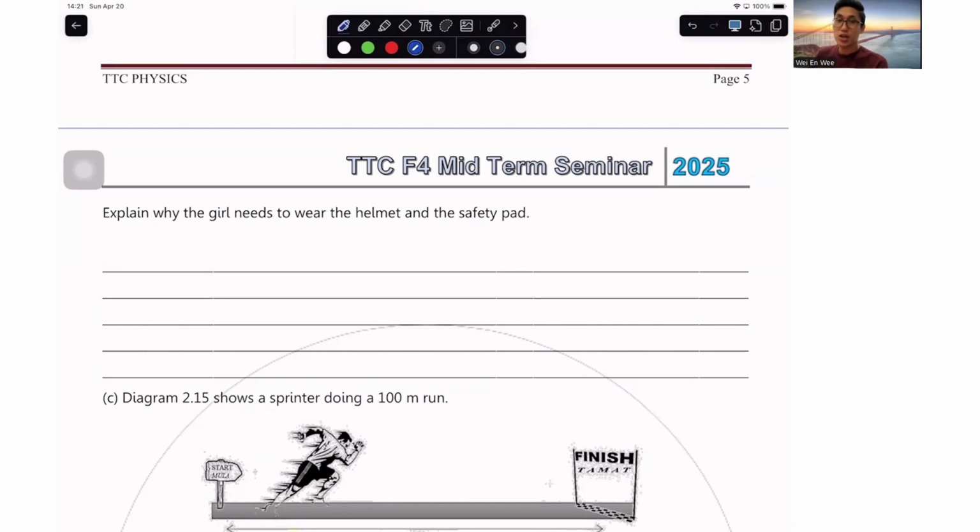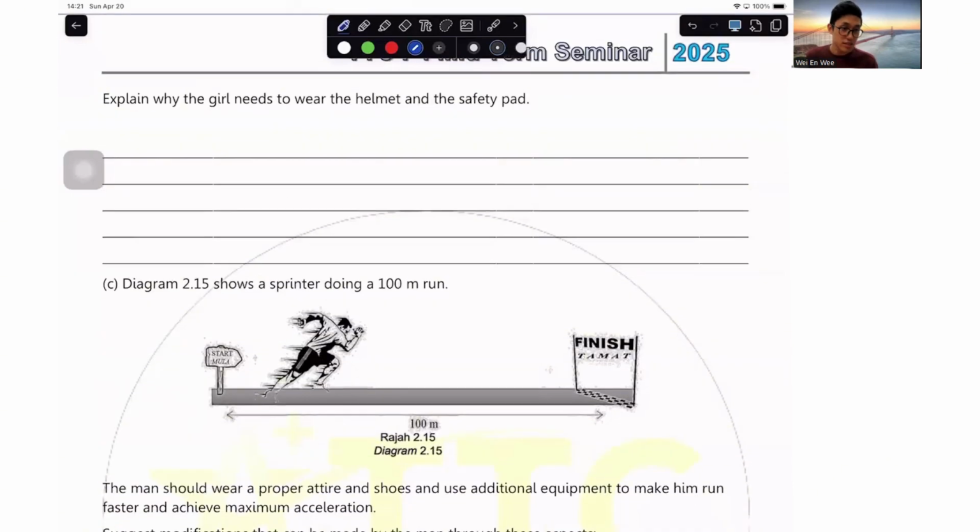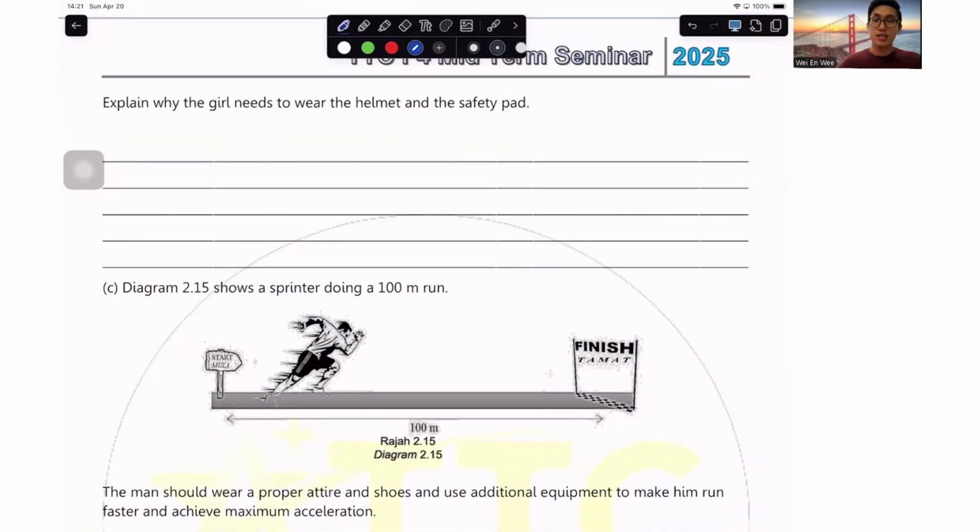So you have to explain why the helmet or the safety pad increases the impact time and then reduces the impulsive force. Inside the helmet or inside the safety pad, we have what? What kind of thing causes it to increase the impact time and reduce impulsive force? Very good. Padding, or soft padding. Exactly. You see, why can't you get an A like that? You all know exactly what you need to write.